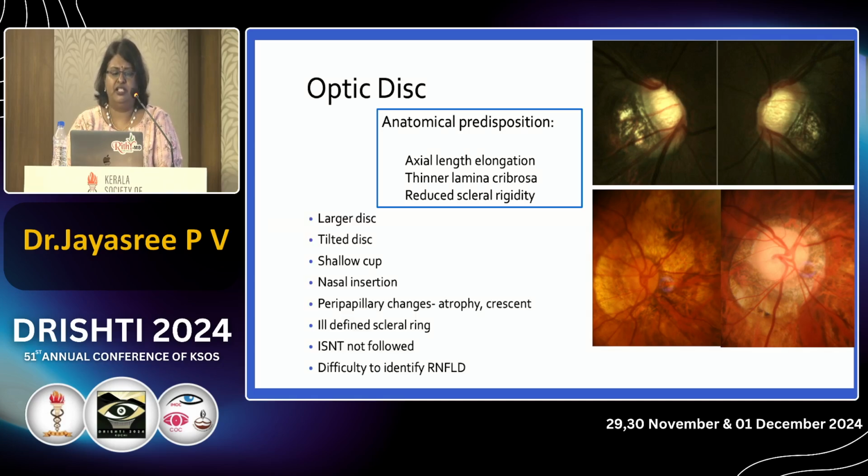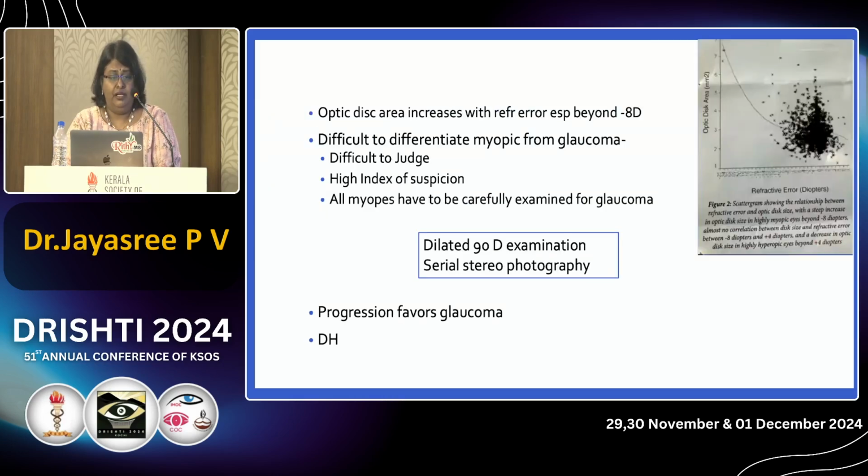Larger disc, tilted disc, shallow cup, nasal insertion, peripapillary changes of all forms, gamma atrophy, beta atrophy, everything can be there. ISNT is never followed. You cannot see an RNFL defect because you have a severely tessellated background, and optic disc area increases with the refractive error of the patient. It is very difficult to judge.